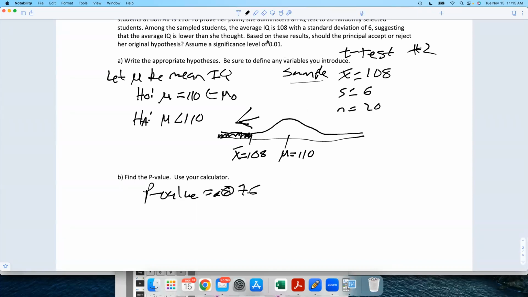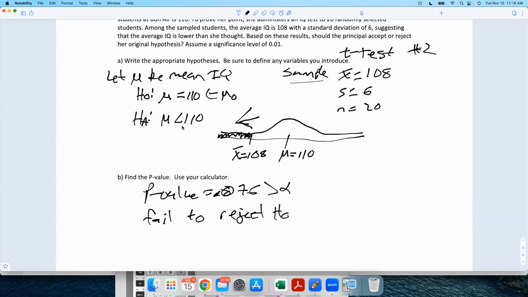My alpha level was 1%. That's a lot bigger than alpha. So I fail to reject the null. I don't draw any conclusions at all. This is a required step. You have to write this. This is important.